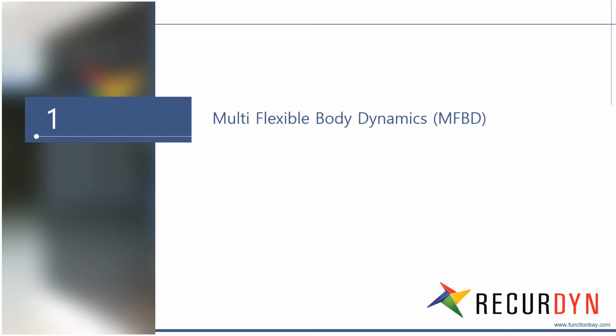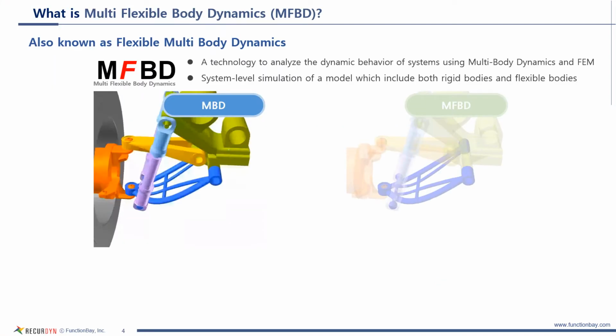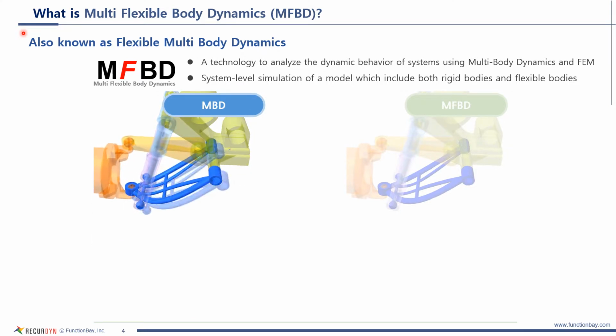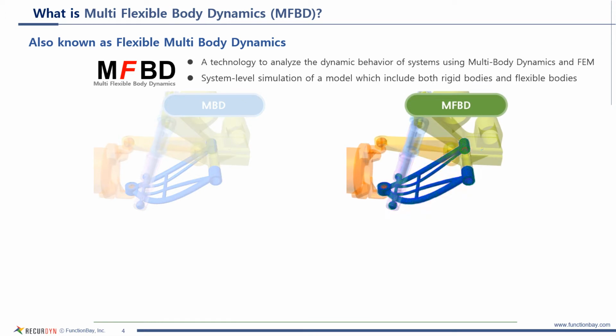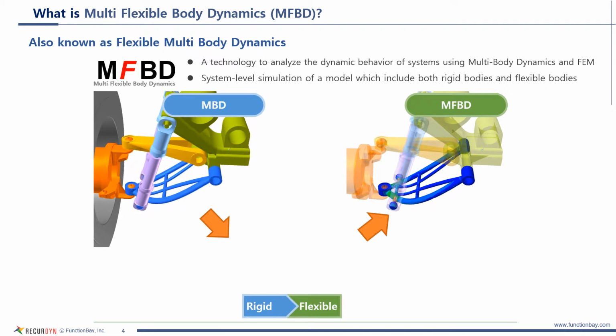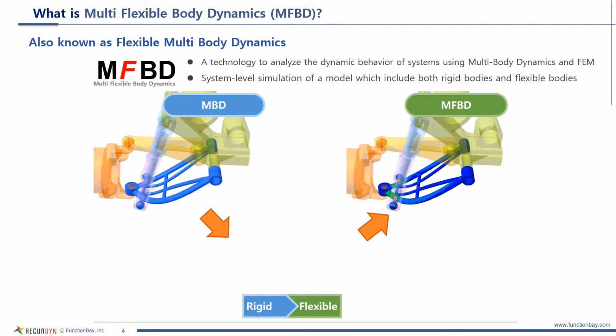Now, let's start with the multi-flexible body dynamics. It is also called MFBD. Multi-flexible body dynamics is a technology to analyze the dynamic behavior of the system, which includes both rigid bodies and flexible bodies using multibody dynamics and finite element method. As you can see, the entire system or only a specific body can be used as a flexible body. Therefore, it is possible to simulate the dynamic behavior of a system, including both rigid and flexible bodies efficiently.